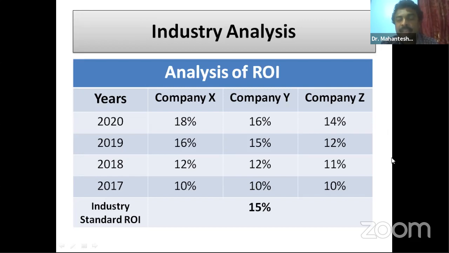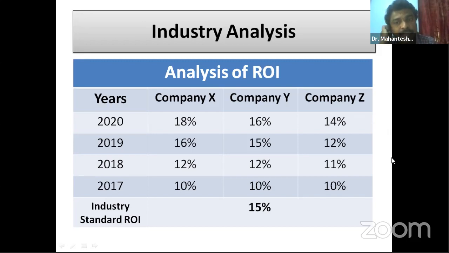Then, if we look at the company performance of X, Y, Z: X has an ROI of 18%, that is above the industry benchmark. So X has overperformed the industry, we can say. Company Y has 16%. Again, company Y has overperformed the industry benchmark. Company Z has underperformed compared to the industry standard, we can say.